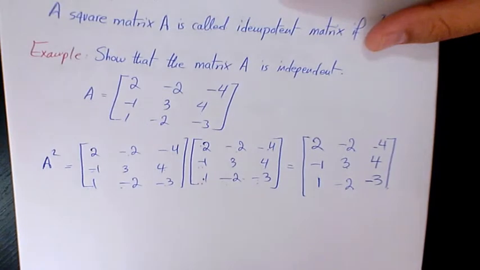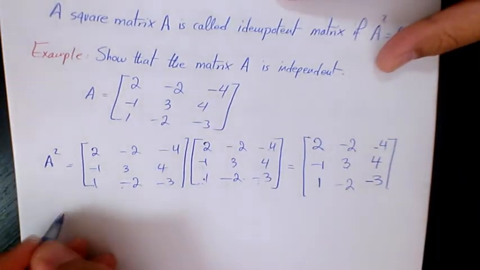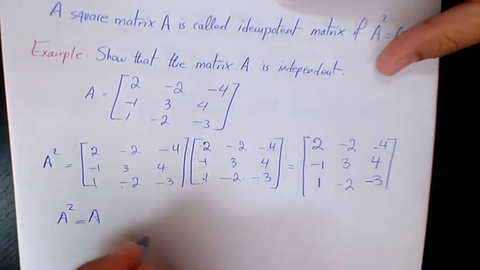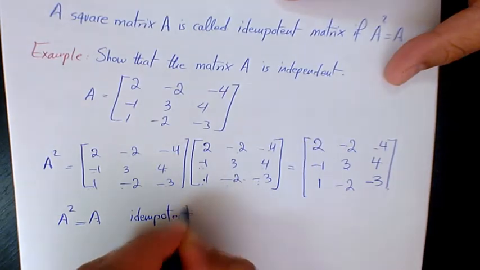That will be the A squared. So as you see here, they are equal. So A squared equals A, so we call it an idempotent matrix.